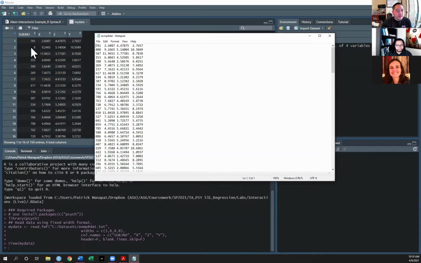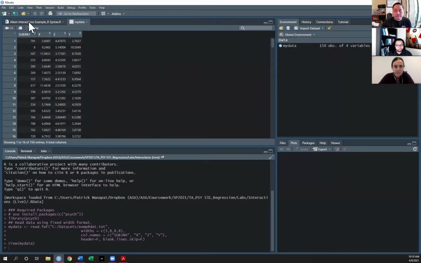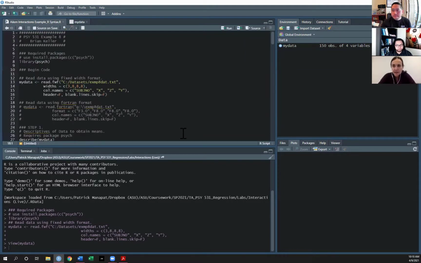So we can see here that everything read in correctly. So we have 781, and then we have 8, and then here we have 2.6087, 9.2465. So this seems to match what we have read into R. So we're good there.